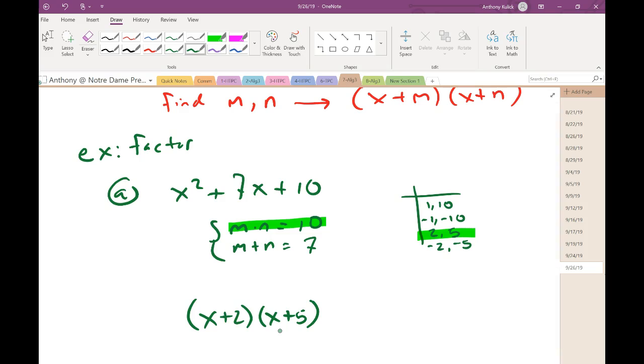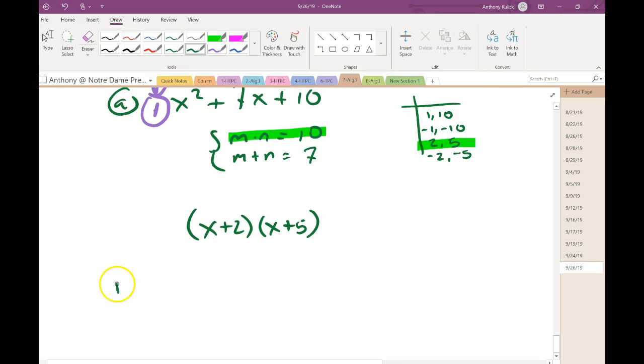I am only able to do that because the leading coefficient here is 1. If that were not the case, this process does not work. Okay, the shortcut only works when that leading coefficient is 1. Let's do some more.